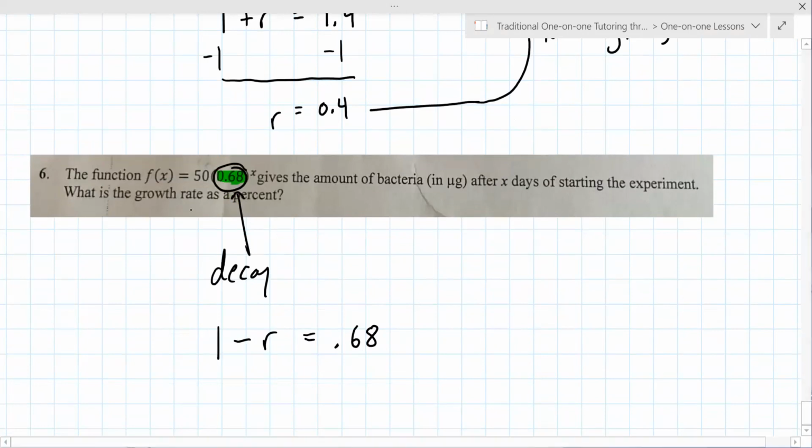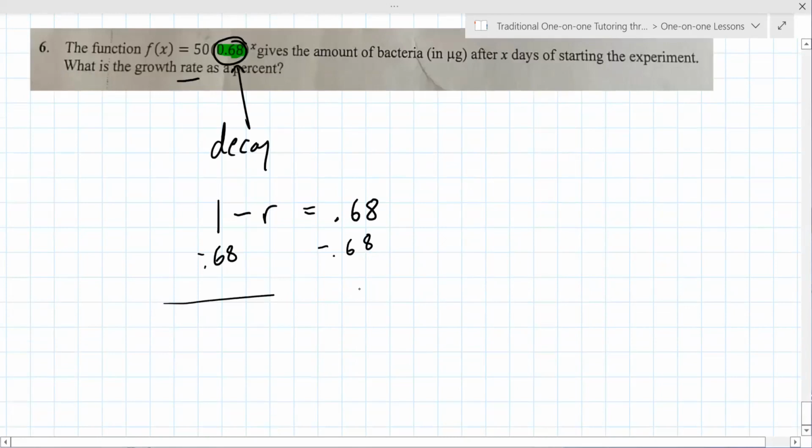Because you're always looking for the rate. They generally want to know, what's the rate? What's it growing at? What's it decaying at? So to solve this, you subtract 0.68 from both sides. And that results in 0.32 minus r equals 0. Add r to both sides. So r equals 0.32. And that's 32%.